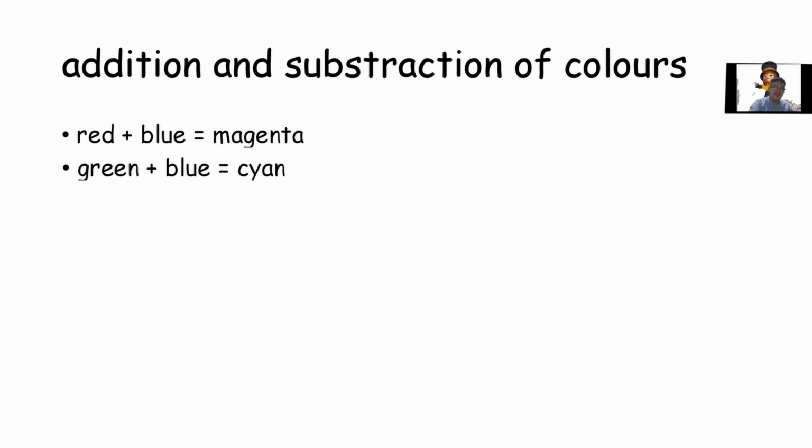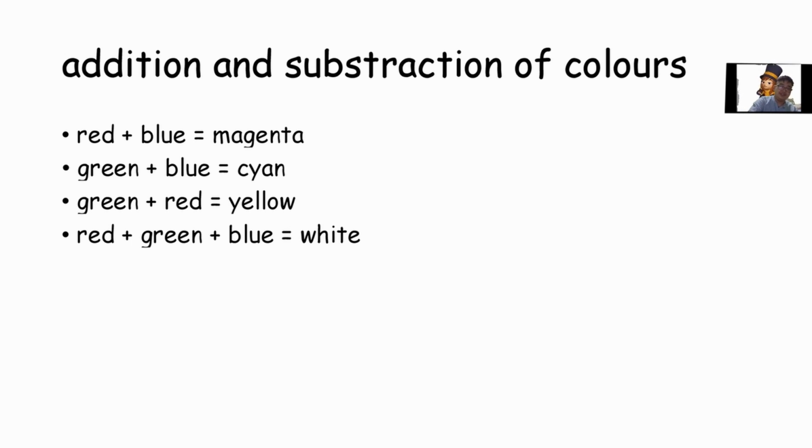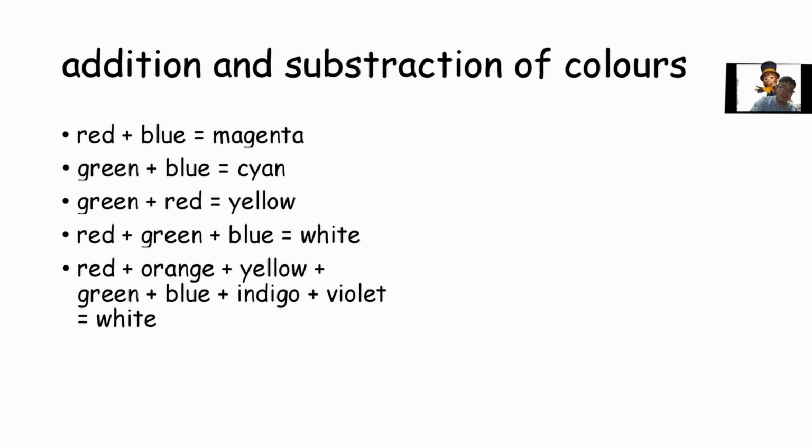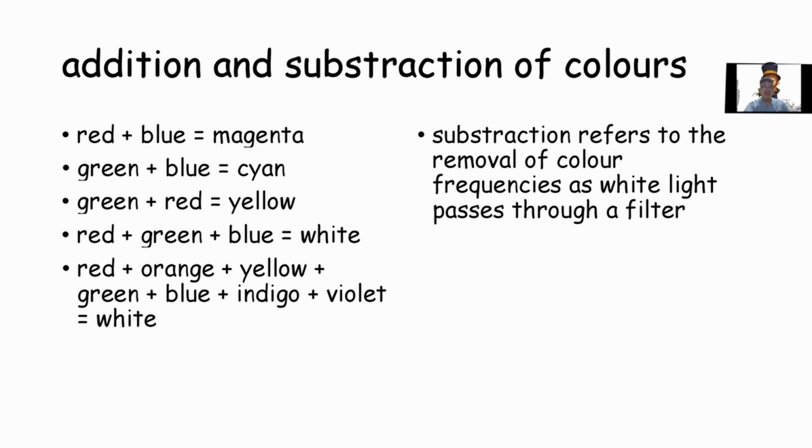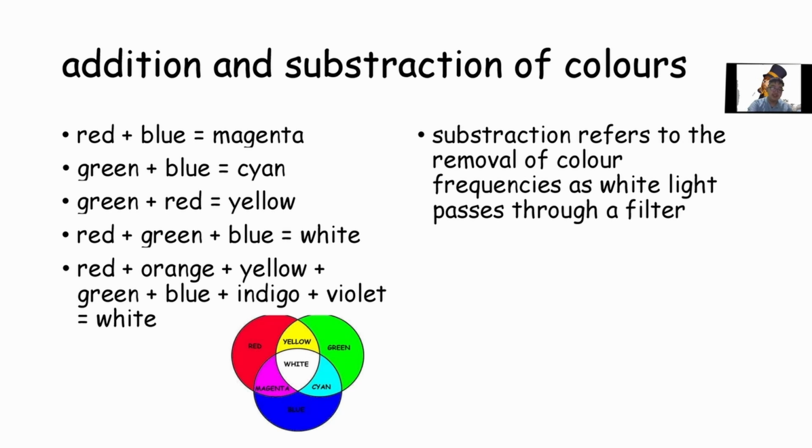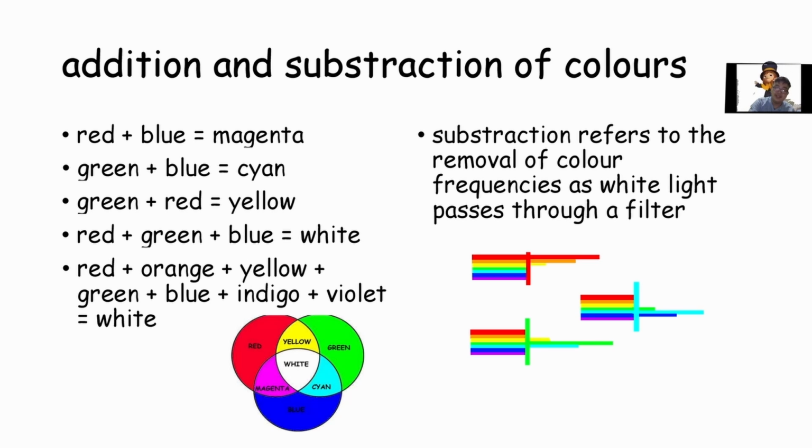Addition and subtraction of colors. Red plus blue equals magenta, green plus blue equals cyan, and green plus red equals yellow. And red plus green plus blue equals white. Red plus orange plus yellow plus green plus blue plus indigo plus violet equals white. This shows us that even if we are all different colors and races, in the end, if we are all together, we are white. Subtraction of colors refers to the removal of color frequency as white light passes through a filter. This is a diagram of color addition, and this is a drawing of color subtraction.